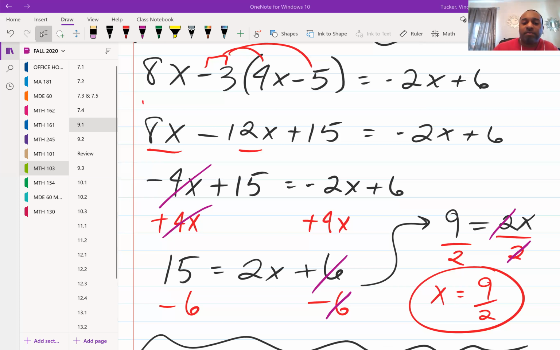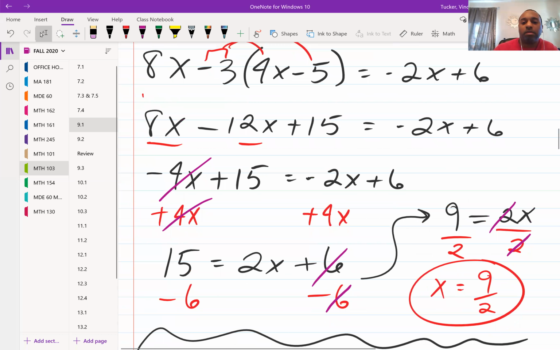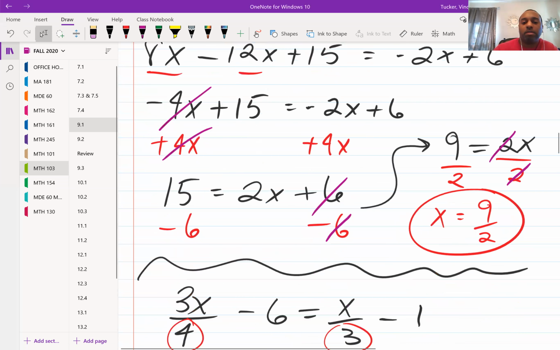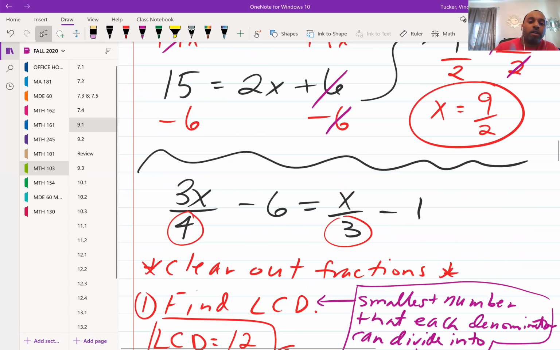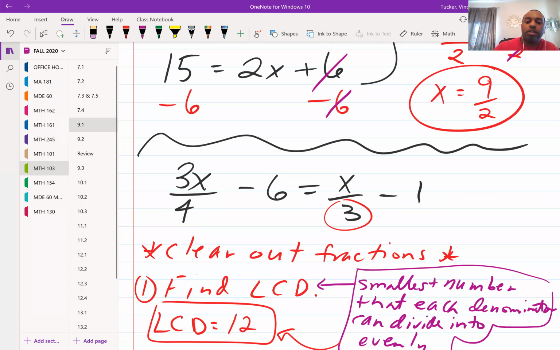All right. Any questions before we go to the next one? All right, so this next one has fractions involved. So we're going to talk about how we can clear out the fractions because most people don't want to deal with fractions. So we can get rid of that by using this process.